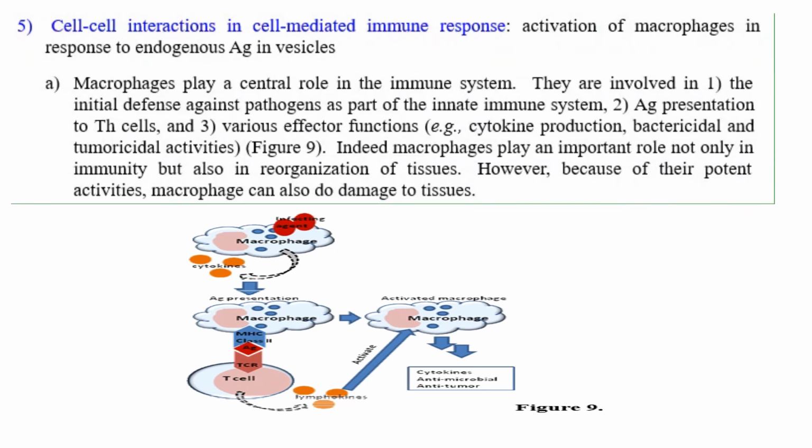Second, antigen presentation to the T helper cells. And the third, they carry various effector functions, for example, cytokine production, bactericidal, and antiviral activities. Indeed, macrophages play an important role not only in immunity but also in reorganization of the tissue. However, because of their potent activities, macrophages can also damage the tissue, so they may harm the host cells.